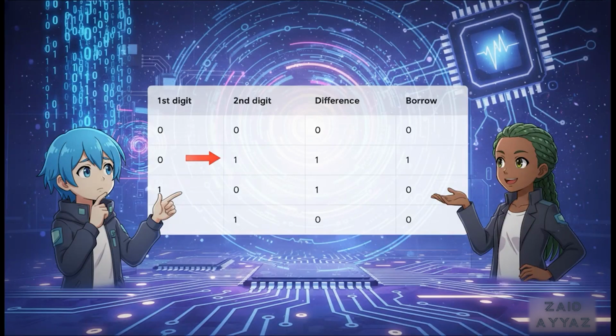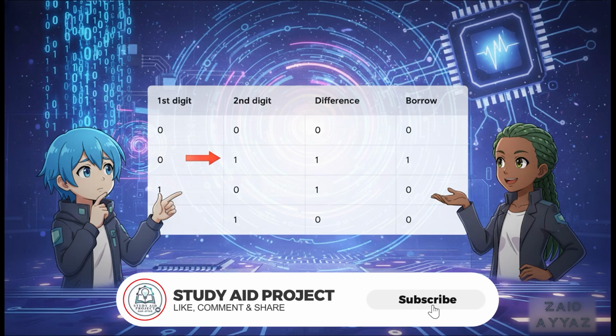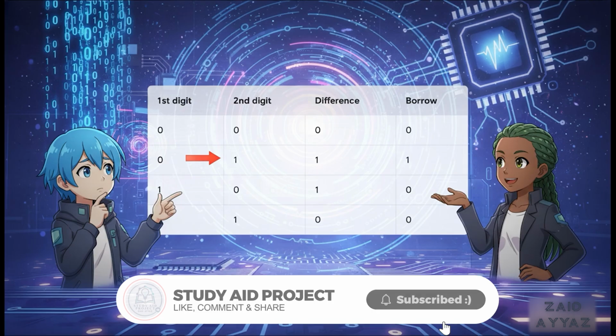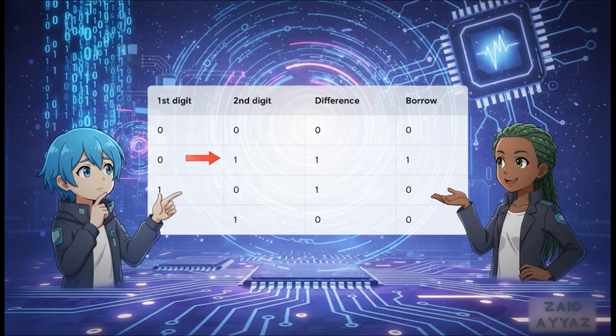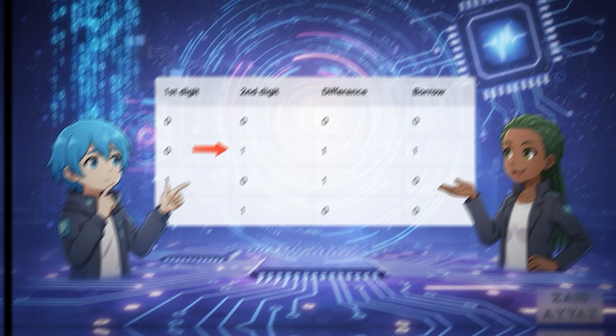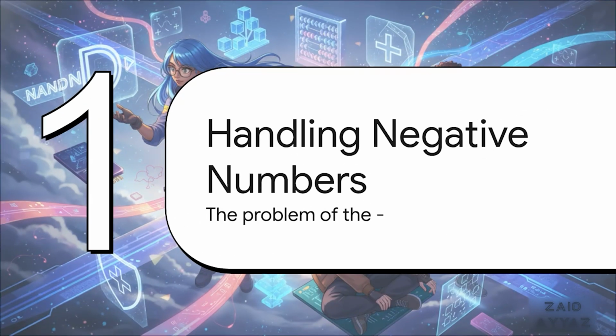Now, subtraction, it looks pretty similar. Most of these rules are no-brainers. But check out this one right here, 0 minus 1. The answer is 1, but you have to borrow from the next column over. And trust me, that whole borrowing thing, it can get super messy fast. Which is exactly why computers figured out a way, a much, much smarter way, to avoid it altogether. And that leads us right into our next big topic.